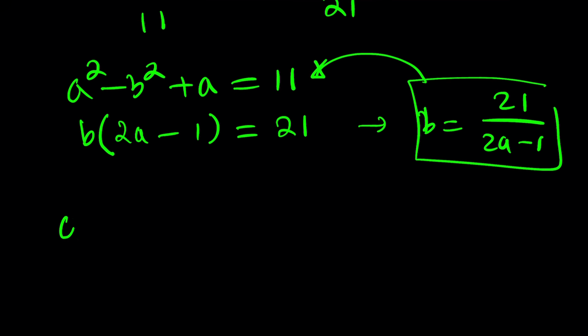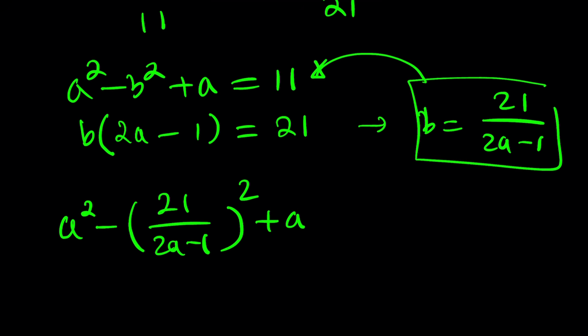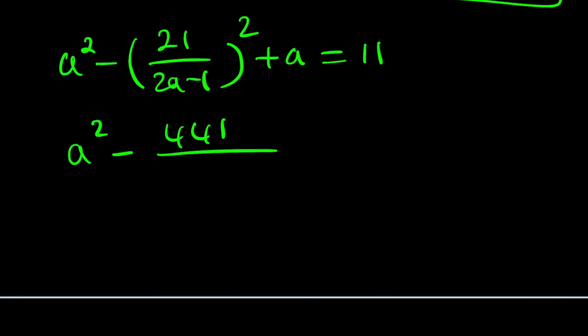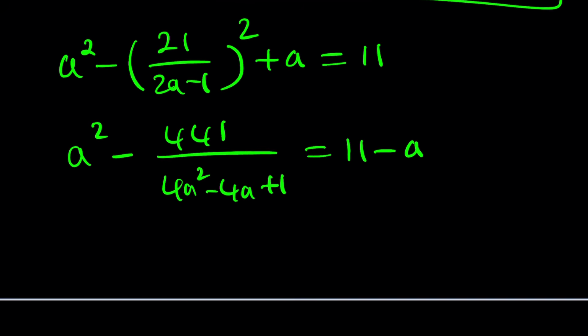So it's going to look like this. We're going to take this expression, square that, and then add a to it, and it's going to be 11. Now when you expand it, it's going to look like 441, 21 squared by the way, over 4a squared minus 4a plus 1. And then you could probably subtract a from both sides so you don't have to deal with that denominator thingy here. You could even leave the whole fraction by itself and do the cross multiplication.